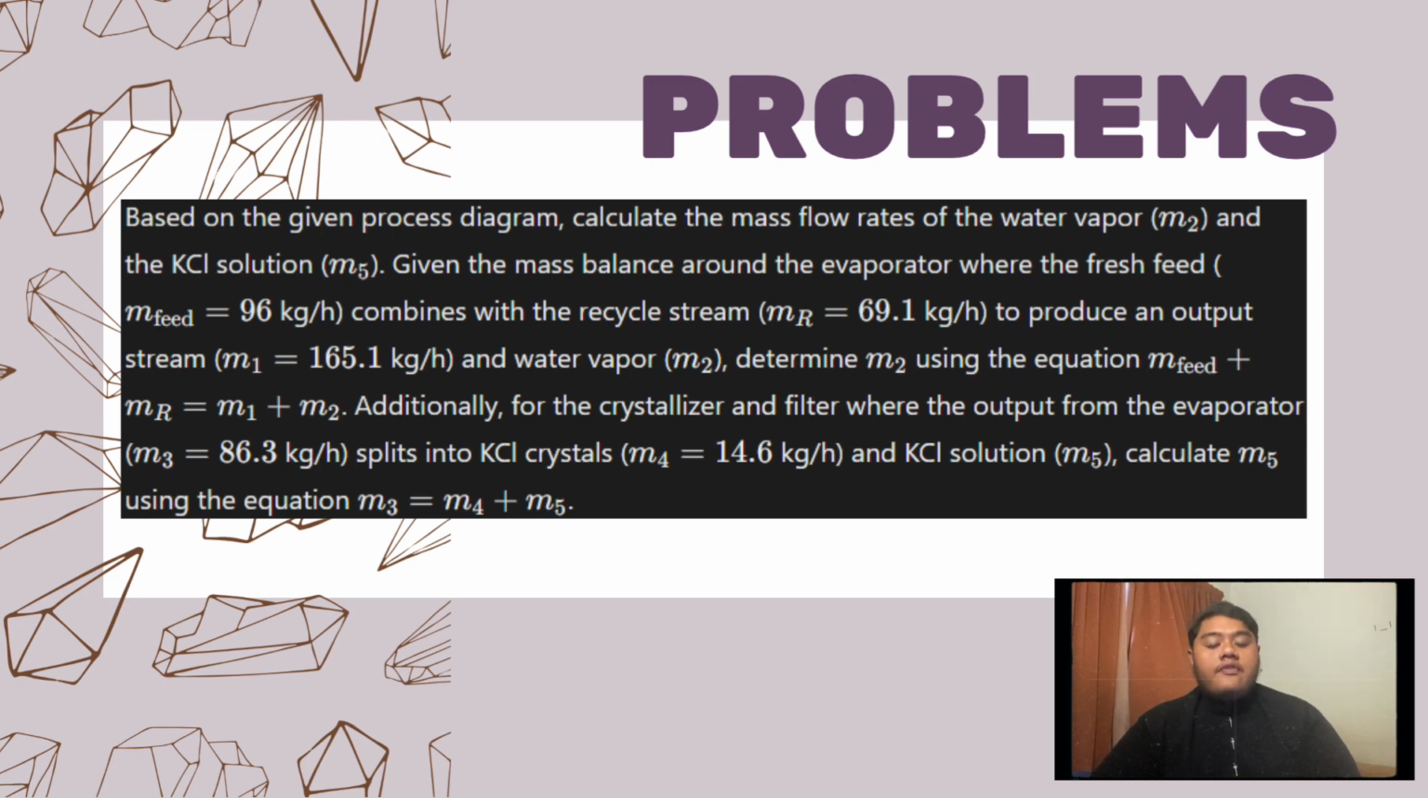Additionally, for the crystallizer and filter, with the output from the evaporator, which is M3, equal to 86.3 kg per hour, splits into potassium crystal, which is M4, equal to 14.6 kg per hour, and potassium chloride, which is M5. So we can calculate M5 using the equation of M3 equal to M4 plus M5.